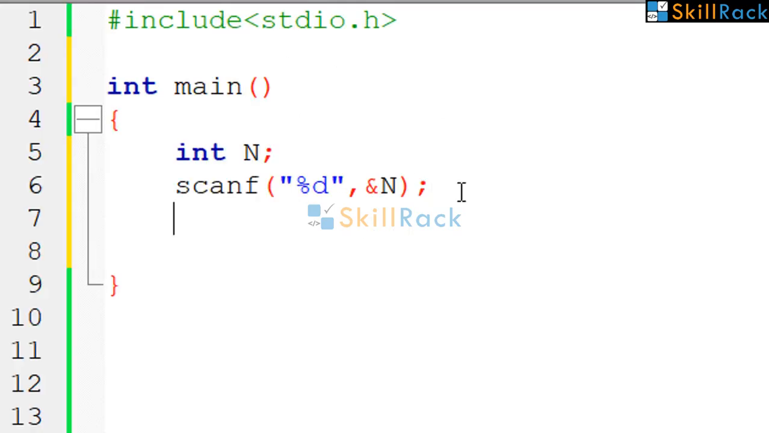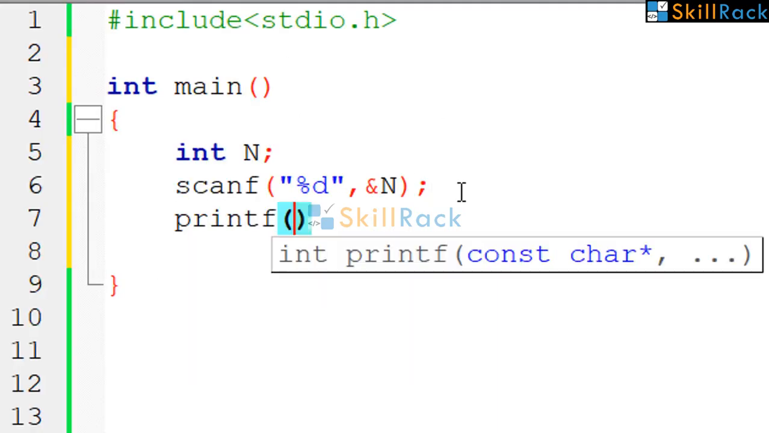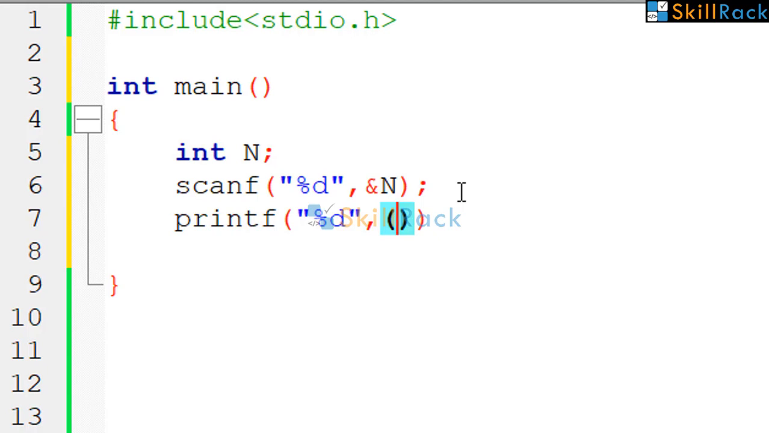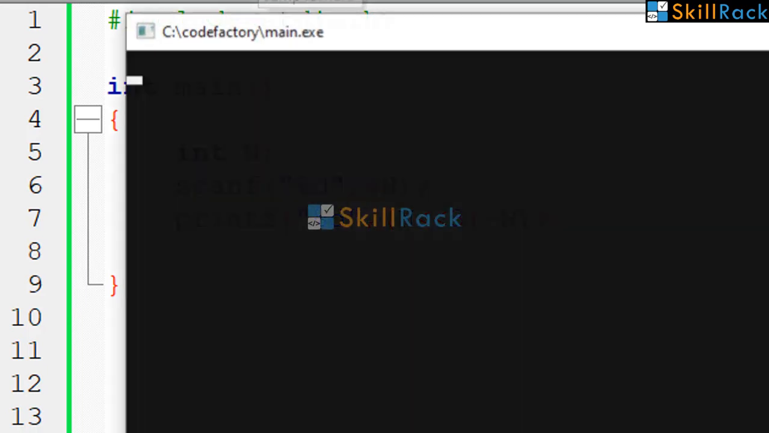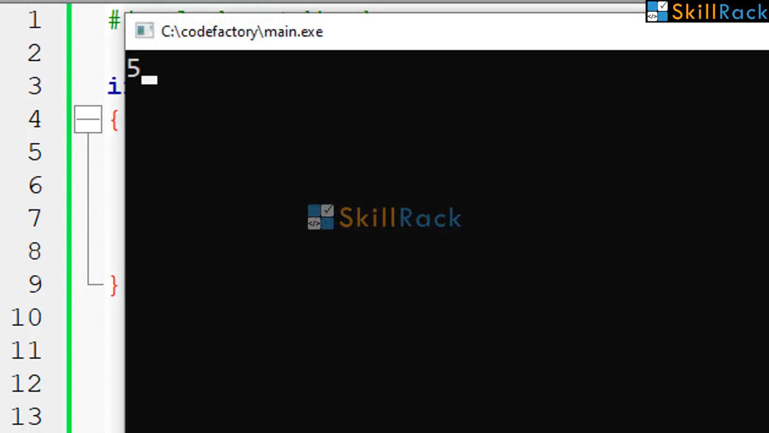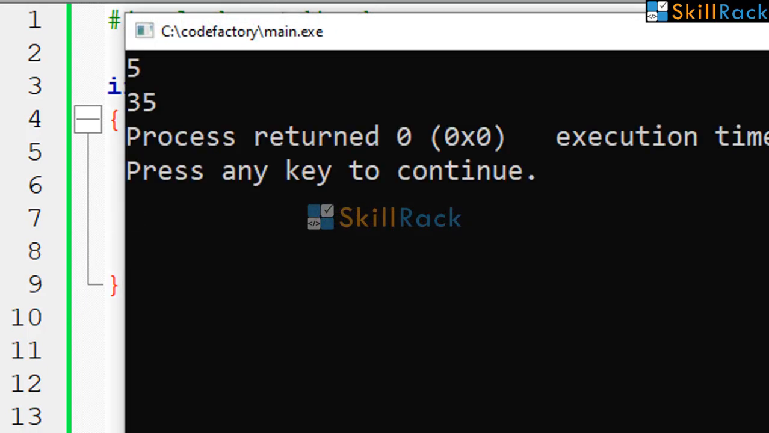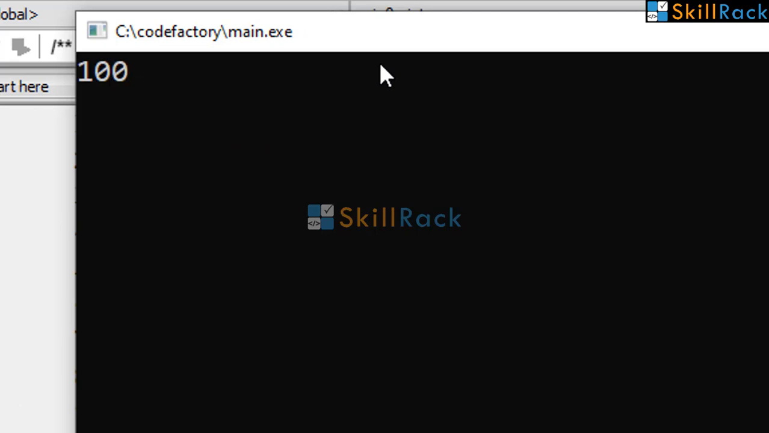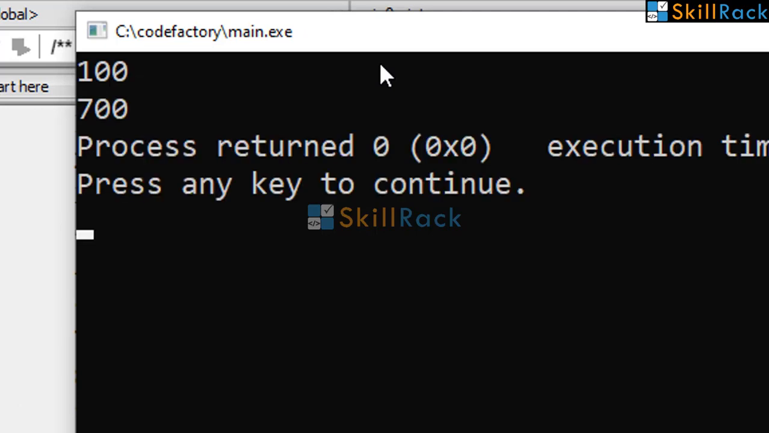So now we will say printf percentage d, right? So we will say n left shift by 3 minus n. So let's run the program. We'll give 5, the output must be 35. Let's give 100, the output must be 700.